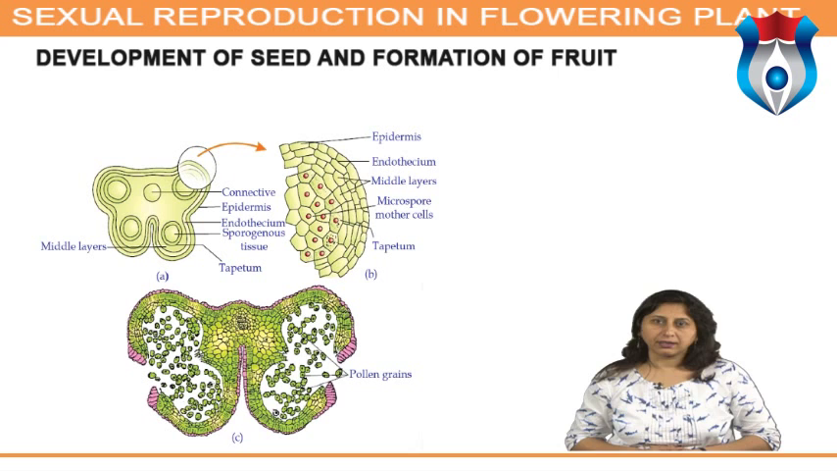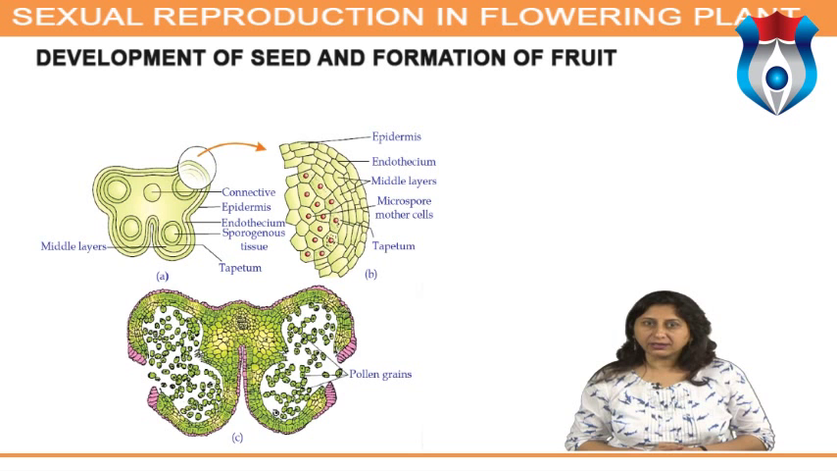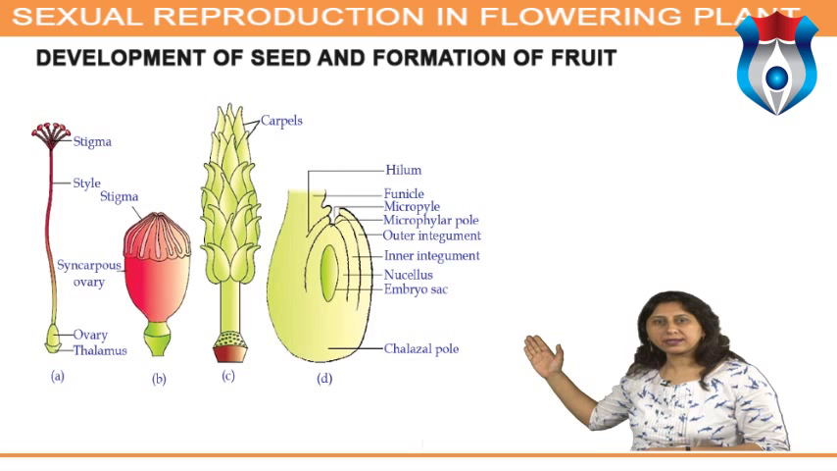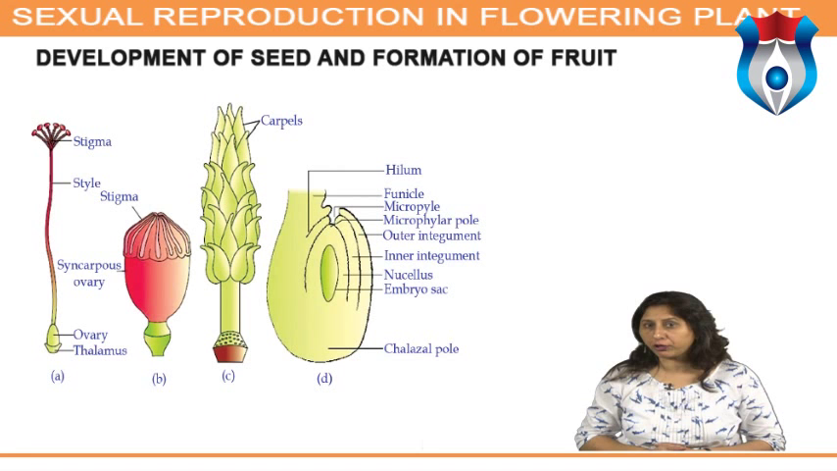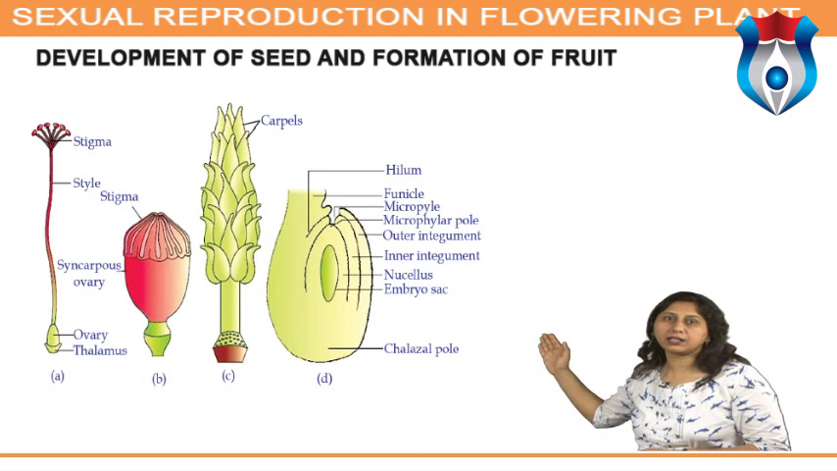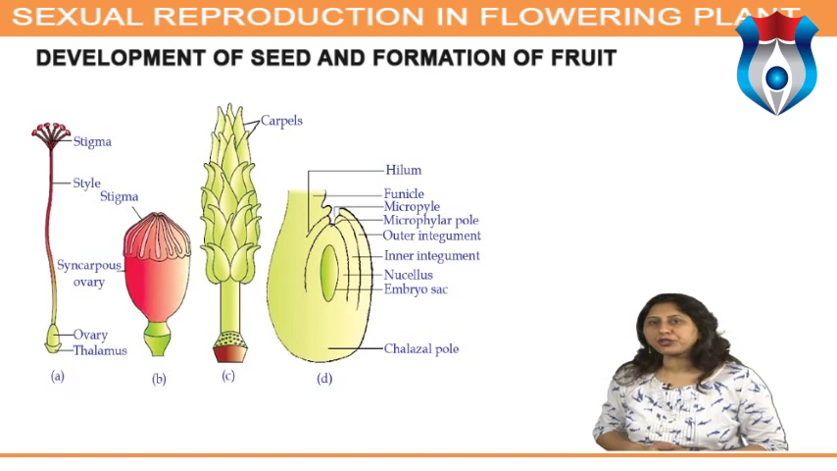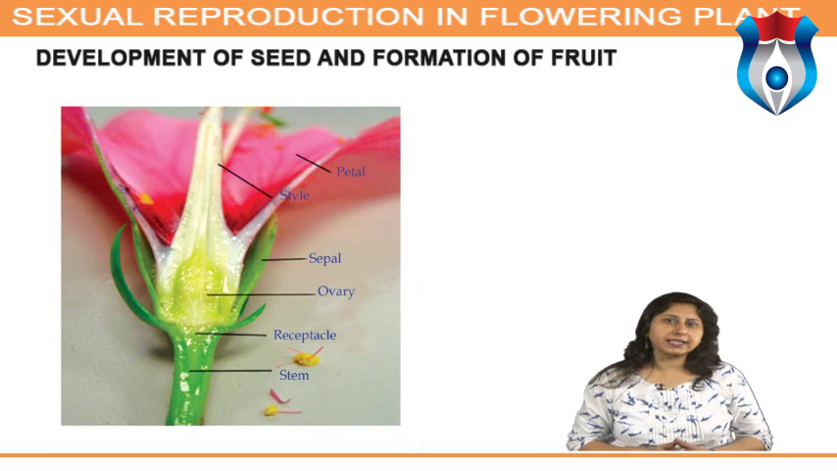Pictures show a transverse section of a young anther, an enlarged view of one microsporangium showing wall layers, and a mature dehisced anther. This picture shows a dissected flower of hibiscus showing the pistil. Other floral parts have been removed. A multicarpellary syncarpous pistil of Papaver, a multicarpellary apocarpous gynoecium of Michelia, and a diagrammatic view of a typical anatropous ovule. Heteromorphic flowers. The flower is concerned with the function of sexual reproduction in angiosperms.